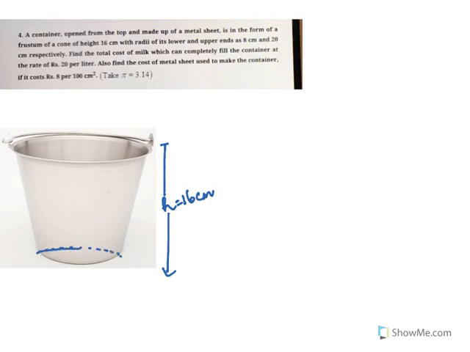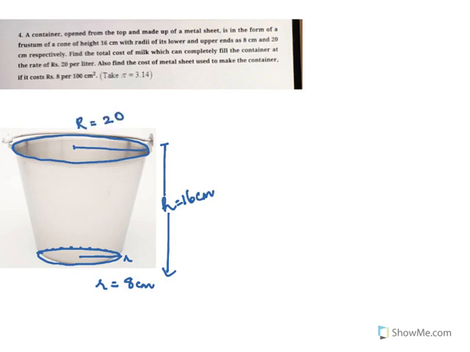This radii, this is the r1, r2. The radii of the lower end is given as 8 centimeters and 20 respectively, which means the radii of the upper end here are equal to 20 centimeters. Find the total cost of the milk which can completely fill the container at rupees 20 per liter.